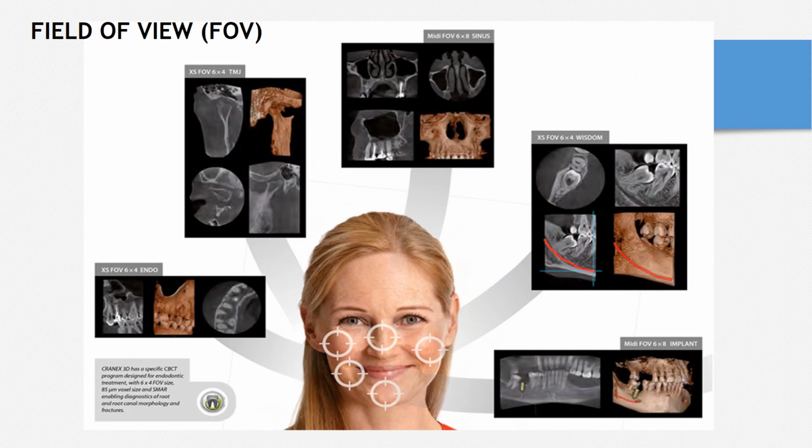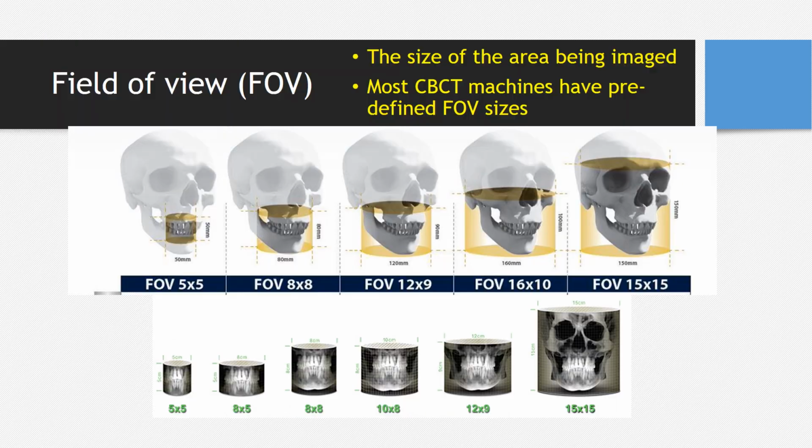Let's come to the field of view. Now, this is a very important term, and it actually determines the area being examined. Now, in this picture, you've seen various different areas that are scanned. So, based on the size of the area that you would want to see, almost all of the varieties that are available in the market allow you to choose which area you want to see and how big the imaging area should be. So the field of view is essentially the size of the area being imaged, and most CBCT machines have predefined FOVs so that you don't really need to worry about what is the area that you want to image.